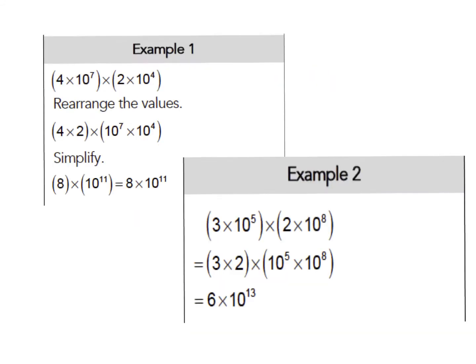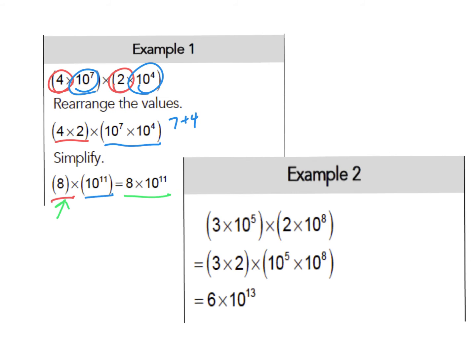It's basically all we're going to do. So, a couple of examples. You can put these into your notes or the ones that we do together. It's up to you. So, the first thing I'm going to do is my factors. So, 4 times 2, that gives me 8. Then I'm going to do my powers of 10. So, 10 to the 7th times 10 to the 4th, which means I do 7 plus 4, which gives me 11. 8 is already between 1 and 10, so my answer is 8 times 10 to the power of 11.